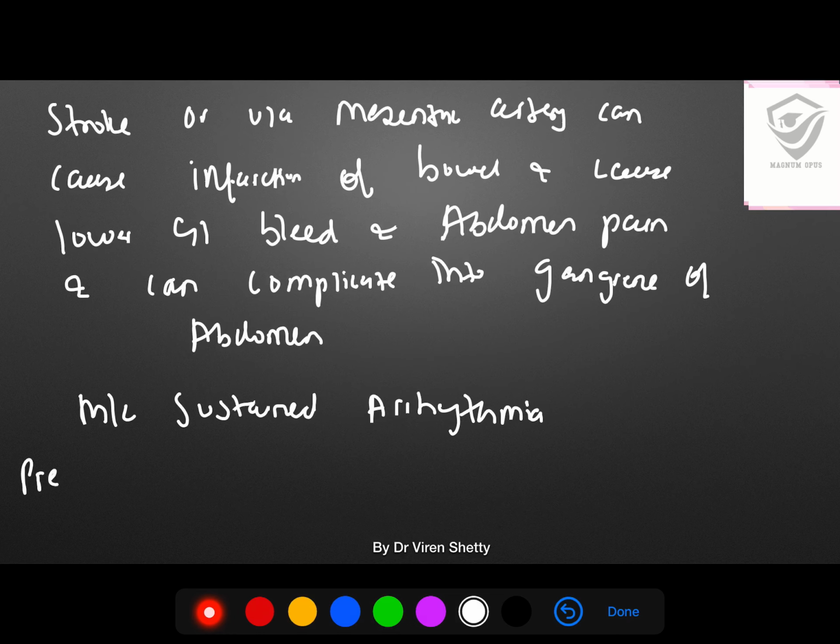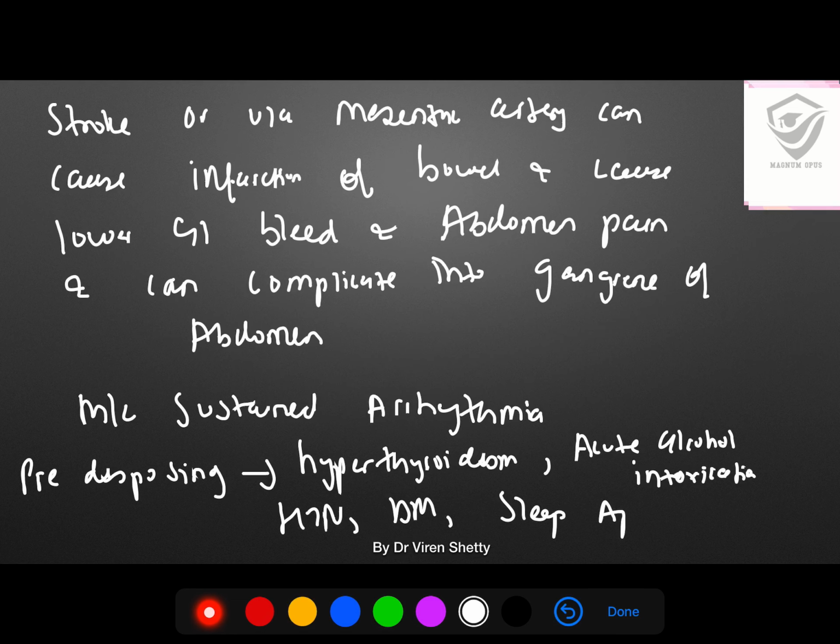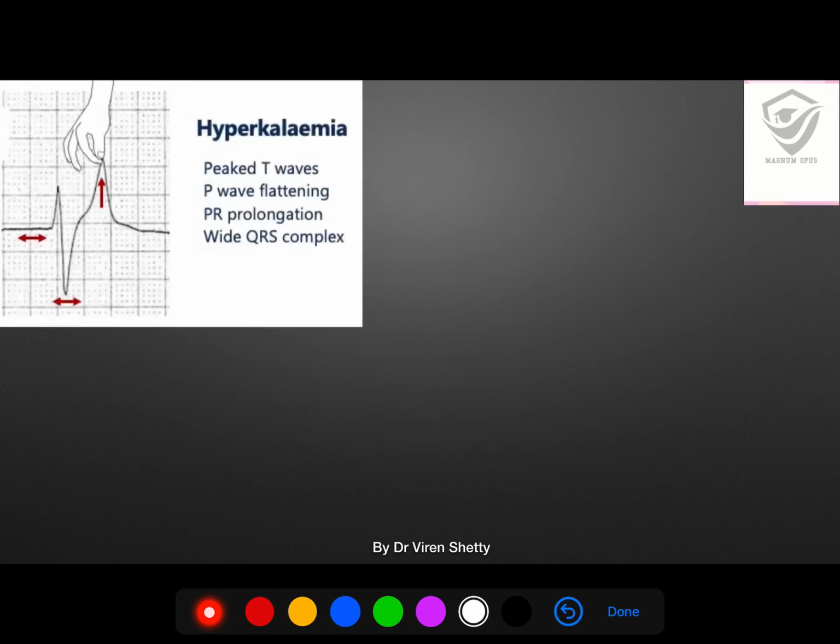There are a few predisposing factors that can lead to a patient having atrial fibrillation. One is hyperthyroidism. Another one is acute alcohol intoxication, hypertension, diabetes mellitus, and sleep apnea. So all these conditions can predispose a person to atrial fibrillation.